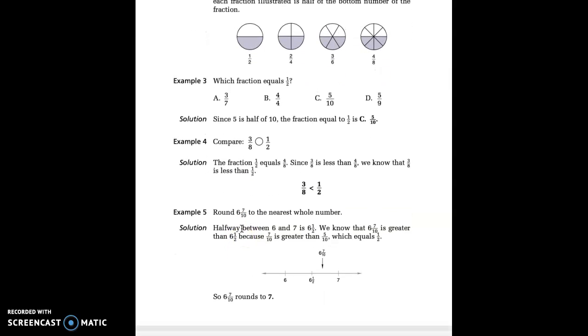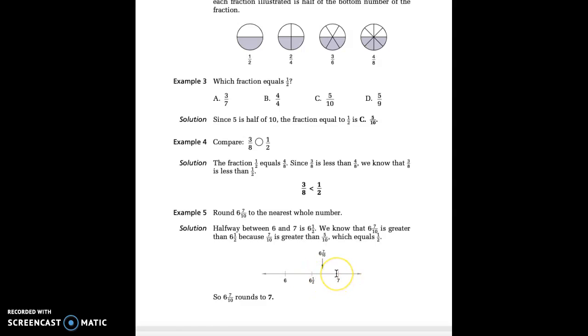Let's look at example 5. We have round 6 and 7/10 to the nearest whole number. Well, 6 is the whole number and its fraction part is going to come between 6 and 7. So 7/10, 7 is greater than half of 10. Half of 10 is 5, which would be 6.5. So 7 is going to be halfway between 6 and 7. So 6 and 7/10 is going to round to 7 because it's greater than 6.5, which would round to 7.